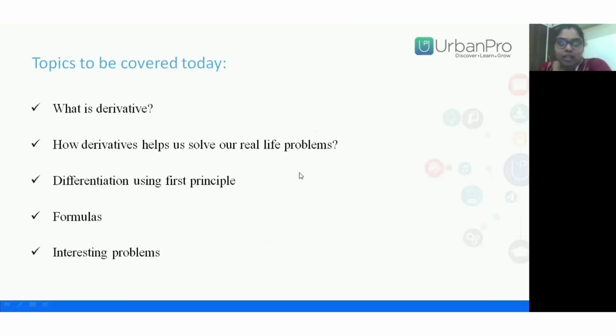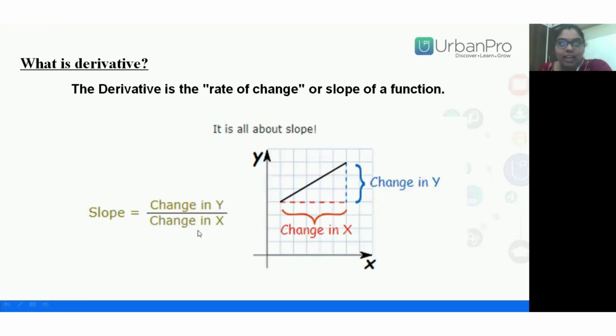Topics to be covered today are what is derivative, how derivatives help us solve our real life problems, and differentiation using first principle, some formulas related to it, and some interesting problems. Okay, so what is derivative?